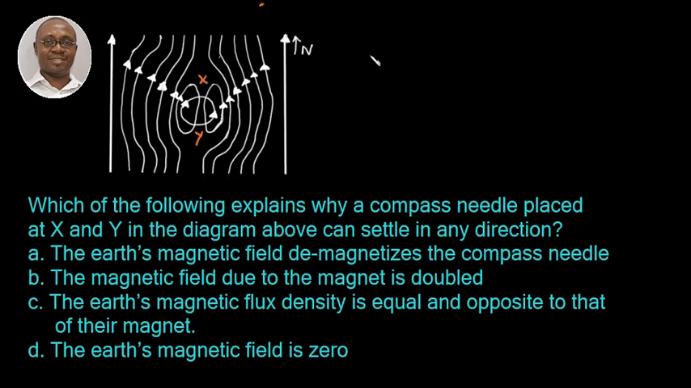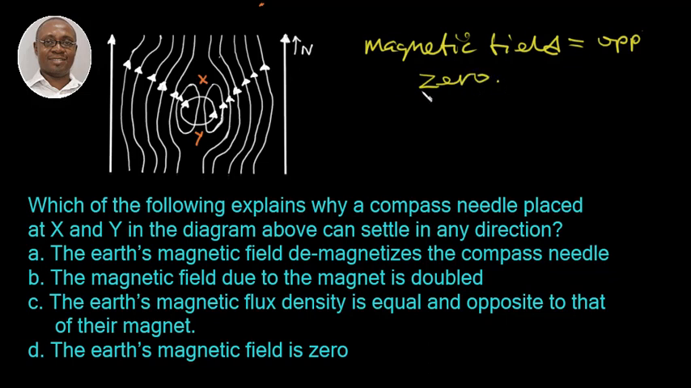And a neutral point is a point near a given magnet where the magnetic field due to the magnet is equal and opposite to the horizontal component of the Earth's magnetic field, so that the resultant magnetic field at that point becomes zero. This particular point is what is called a neutral point. That is the X and Y point.